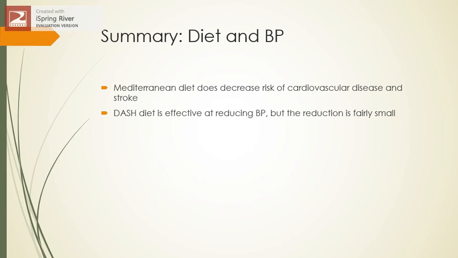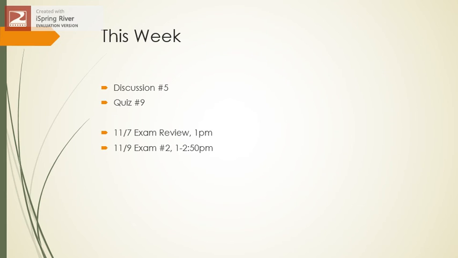So in summary, the Mediterranean diet does seem to decrease risk of cardiovascular disease and stroke, and the DASH diet is effective at reducing blood pressure, but the reduction is pretty small.